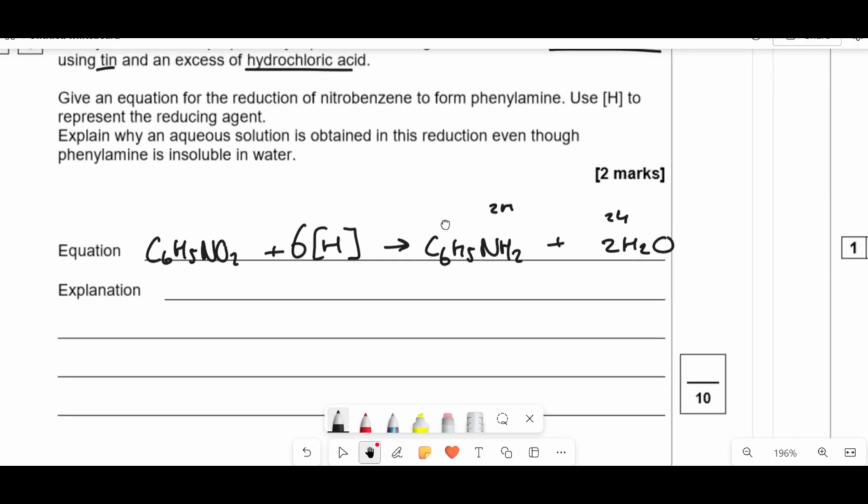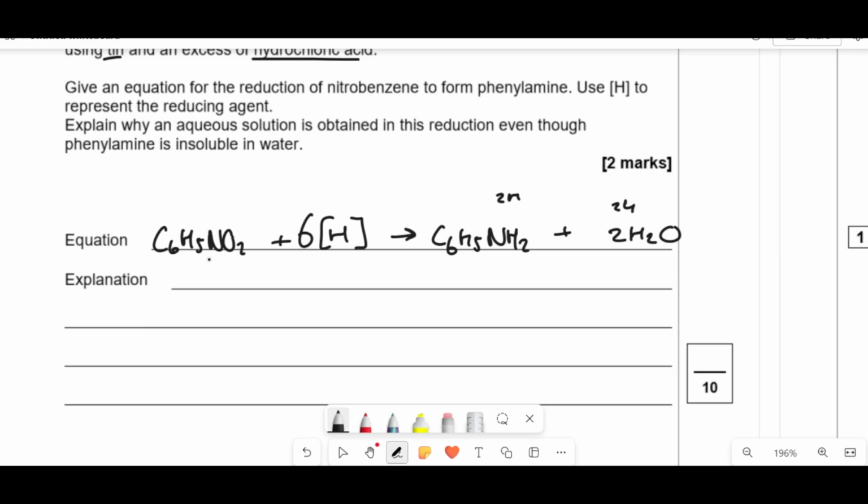And I think they've told us it was what, hydrochloric acid? Yeah. So what happens is you end up getting C6H5NH3+ Cl- salt is present, and that is soluble.